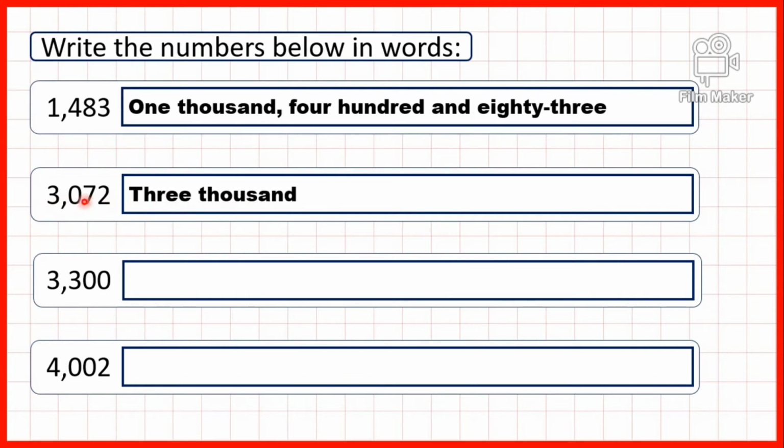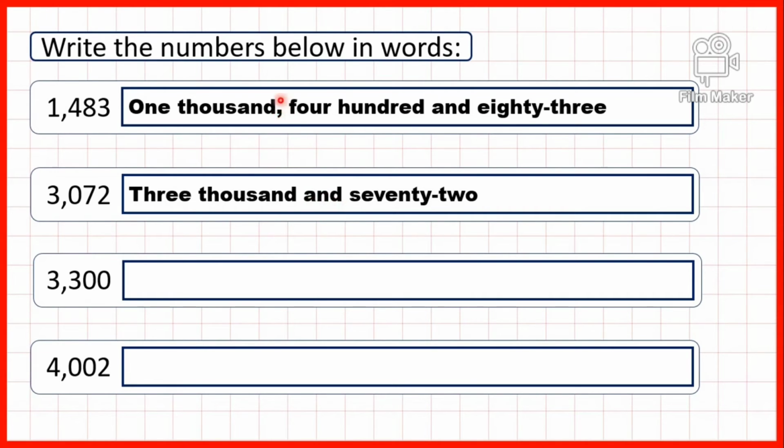Now for this number here, we have 3 as our thousands digit, so we can write 3000. Then we look at the last 3 digits of our number. This time we have 072. So this 0 tells us that we don't have any hundreds in our number. So we can just write and 72. Now notice for this first number, we wrote a comma after the word thousand, but for this question that we've just done, we didn't write a comma. Instead, we wrote the word and.